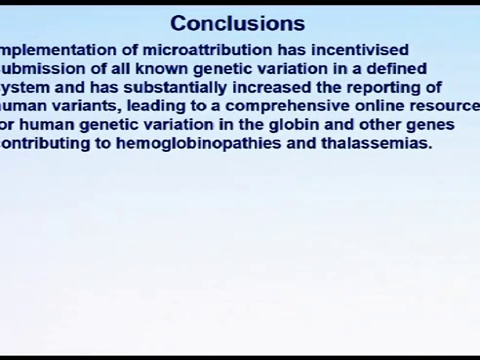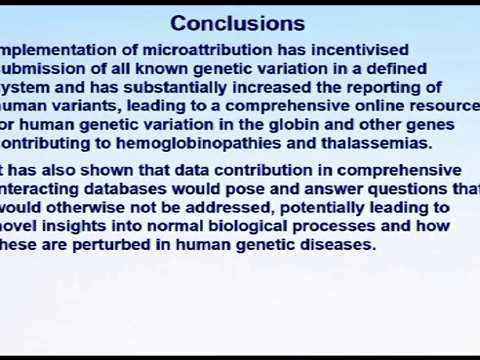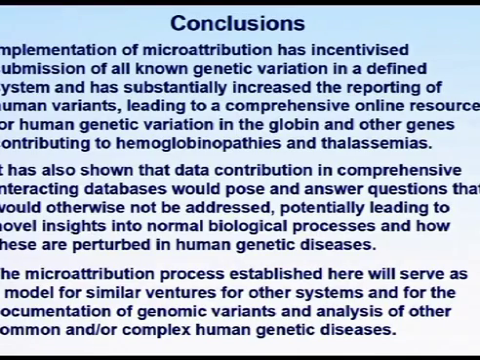So to conclude and to give over to Milan to finish this workshop, microattribution has indeed incentivized the submission of all genetic variation in a defined system and increased the reporting of human variants. And that led to the comprehensive online resource of human genetic variation in the globin and other genes that can lead to hemoglobinopathies and thalassemias. The same was also true for cystic fibrosis, as I've shown you. This approach also showed that data contribution in comprehensive databases that are interrelated would pose and answer questions that would otherwise not have been addressed, and that this leads potentially to interesting insights into normal biological processes. And finally, this can serve as an example that would lead to similar ventures in other systems, but also to document genomic variants for common or polygenic genetic traits.